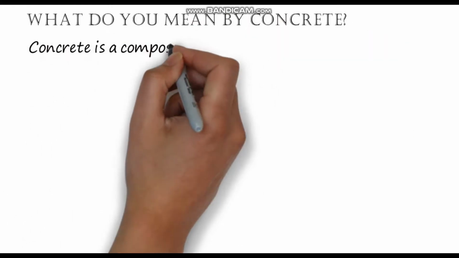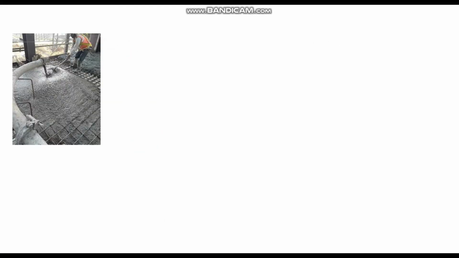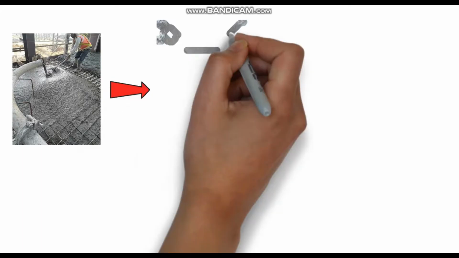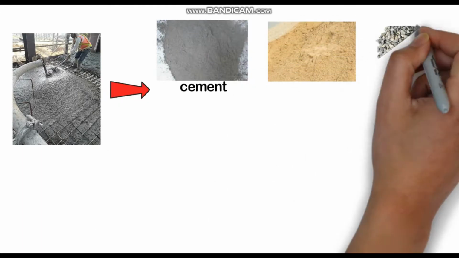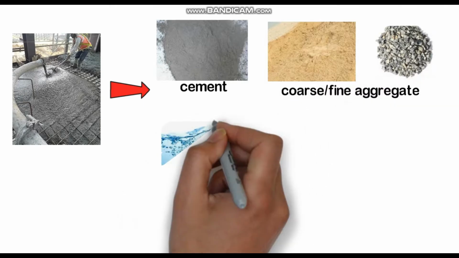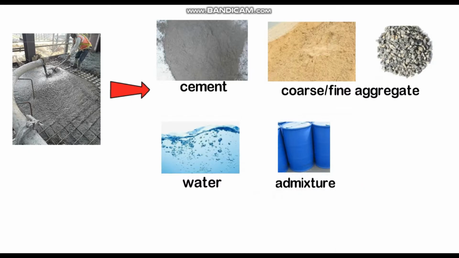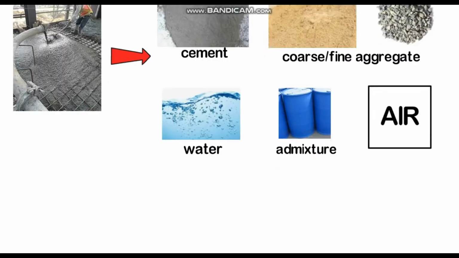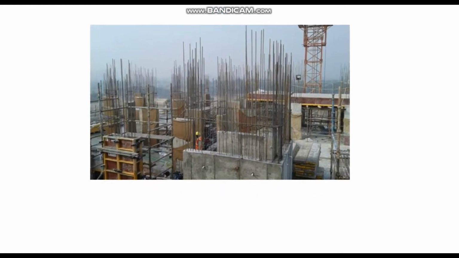Concrete is a composite material which is produced from a mixture of cement, aggregates, that is coarse and fine, along with water, and sometimes admixtures in required proportion. This mixture consolidates in course of time to form a dense mass called concrete.